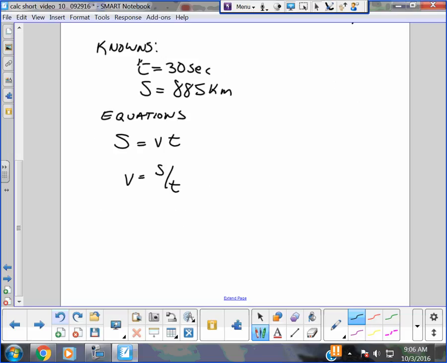Our calculation this time is V equals 885 kilometers per 30 seconds. How many sig figs are there this time? 2, I think. I think we can go with 30. And we can call it. So when I take 885 on my calculator divided by 30, 29.5. So I would write this 29.5 kilometers per second. And I would turn that into 30 kilometers per second.